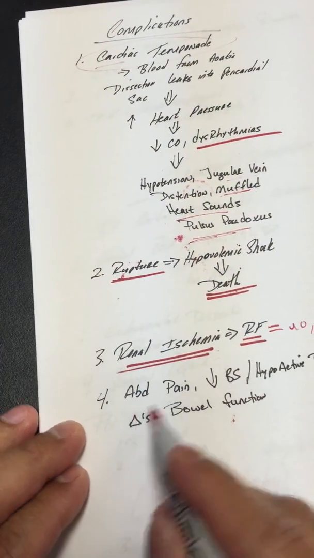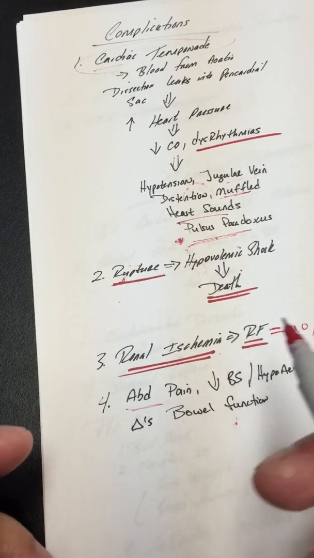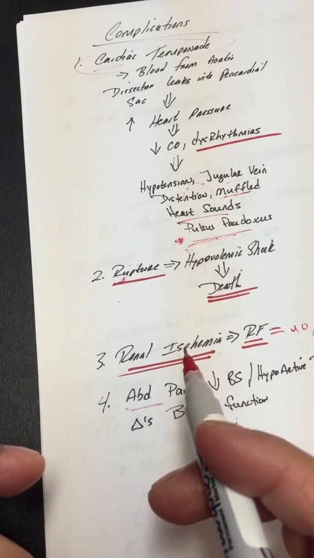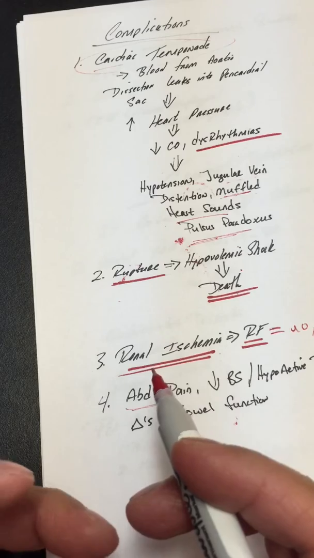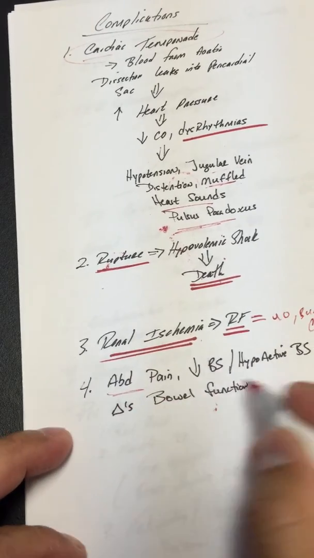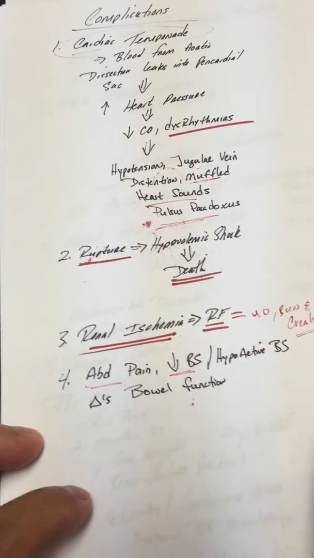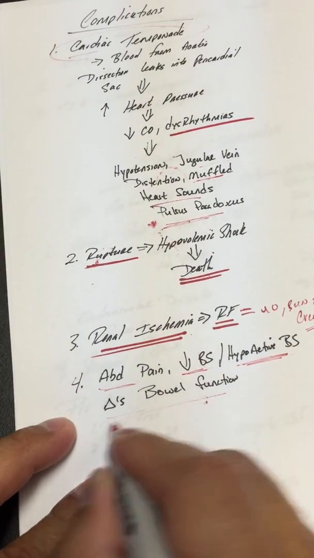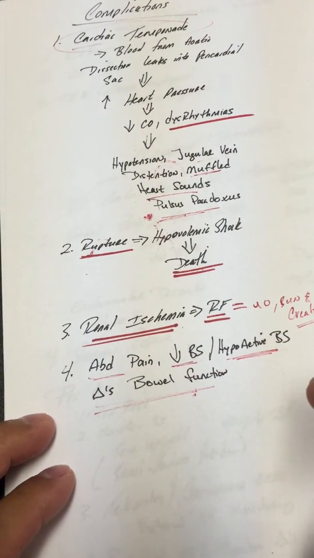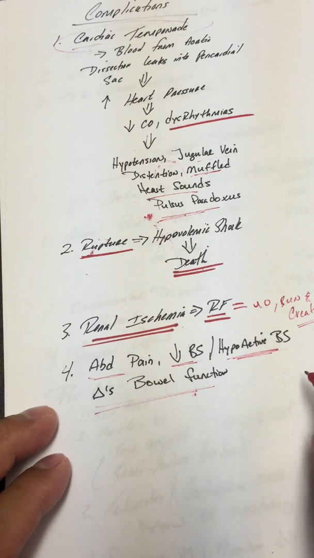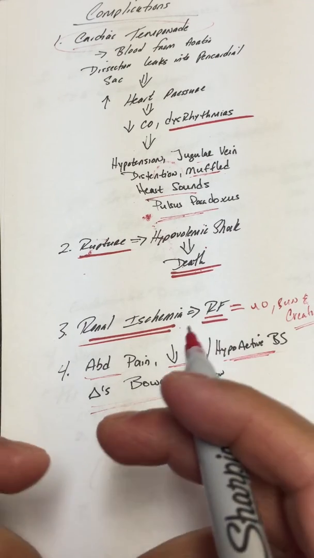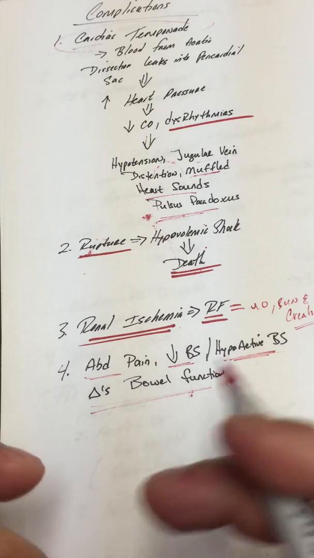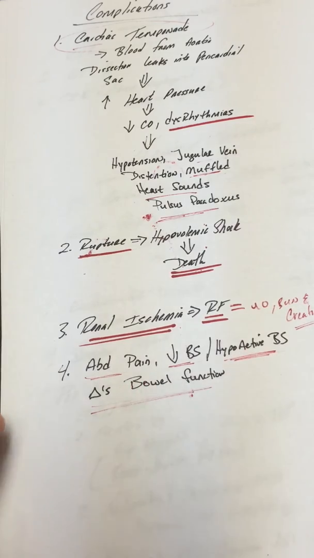Number 4, abdominal pain. Again, if the blood supply to the large bowel, small bowel is affected, you'll have decreased bowel sounds or hypoactive bowel sounds. There will be changes in their bowel patterns, their bowel function. Again, this is due to that decreased tissue perfusion, decreased blood supply in this case to the large and small bowel.